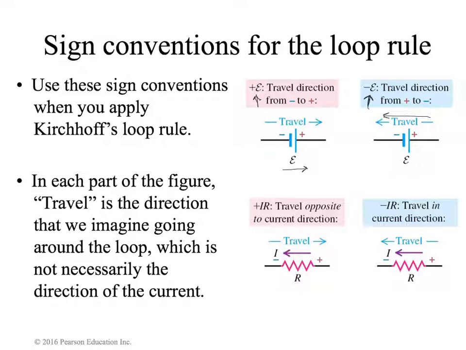Okay, so keeping that in mind, as we're traveling around the loop, if we go through the resistor opposite to the direction of the current, we have a potential gain equal to the current times the resistance. However, when we go through the resistor traveling with the current, that represents a potential loss. And so the potential change there is minus the current times the resistance. So these are our 4 sets of rules that we have to remember.